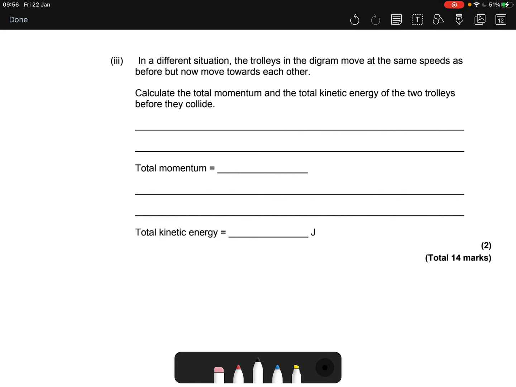A different situation. The trolleys in the diagram move at the same speeds as before, but now move towards each other. Calculate the total momentum and the total kinetic energy of the two trolleys before they collide. And this is about remembering that momentum is a vector, but energy is not a vector.